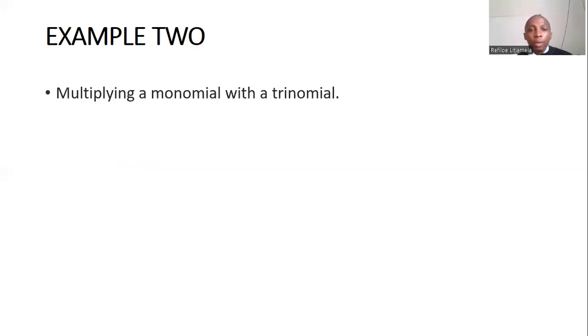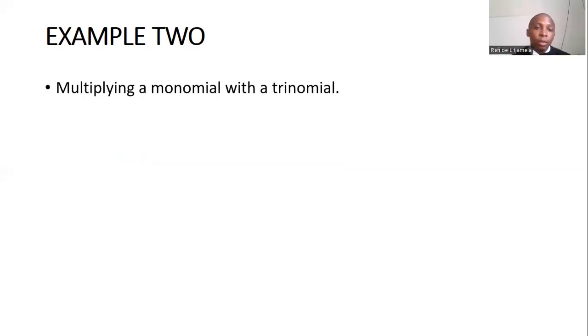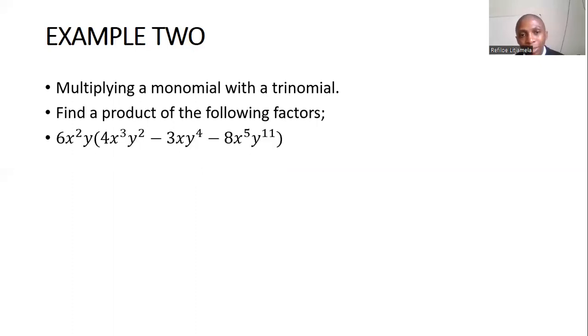Okay, let's multiply the following. Simply to say, the same principle where we're multiplying a monomial with a trinomial. We note that inside the bracket we've got 3 terms because they're separated by minus. All of them are separated by minus. And outside we have a monomial which is 6x squared y.